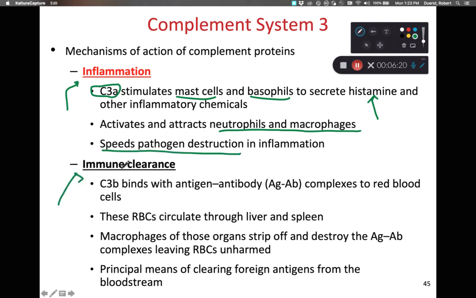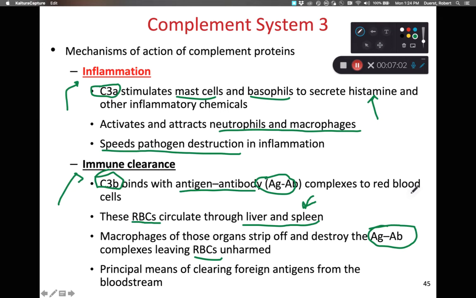We also have immune clearance. So we have complement protein 3A. Now here we have complement protein 3B. If complement protein 3B binds to an antigen-antibody complex, an AgAb for short, those complexes are then going to be rebound to a red blood cell, and then the red blood cells circulate through the liver and spleen, and within the liver and spleen, in particular the spleen, where we have lots of macrophages, the macrophages are going to strip off the antigen-antibody complex and leave the red blood cells unharmed. And this is how we can just remove foreign antigens from our bloodstream.